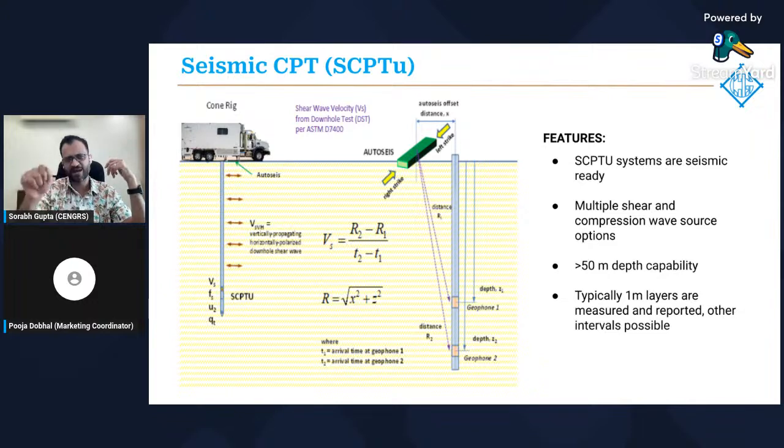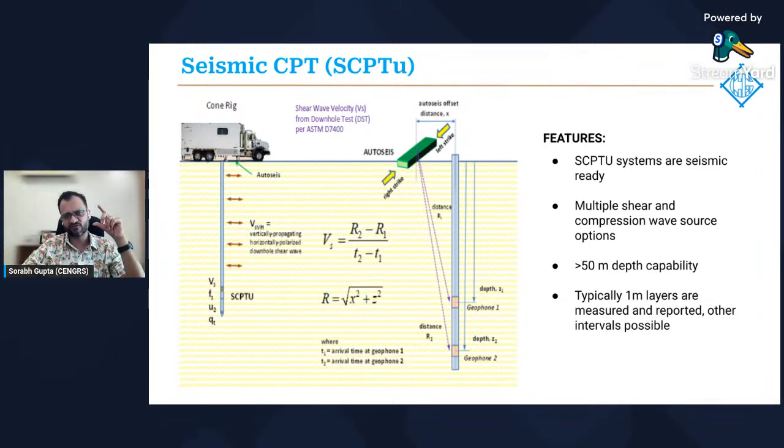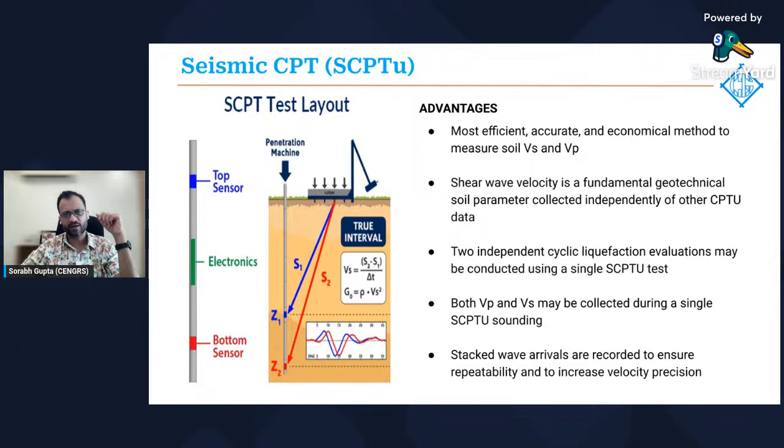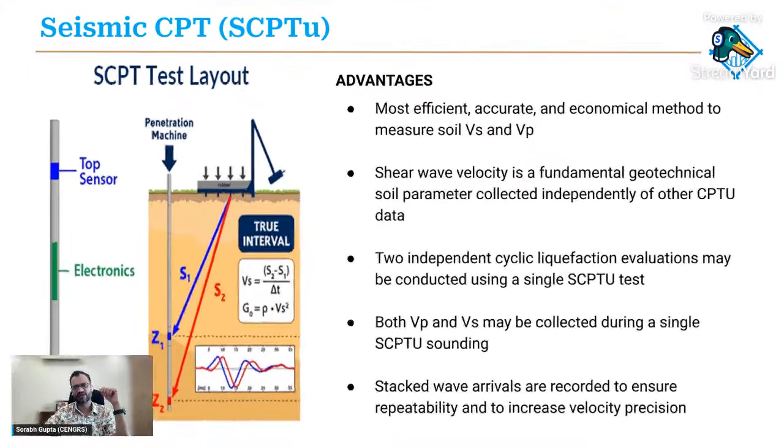When you impact the plank, obviously you generate the seismic waves. These waves are captured in the geophones, which are embedded in the cone or on top of the cone, and the compression and shear wave velocity is calculated by a simple distance over time formula. So that's it. This is very, very efficient. It's accurate and very economical as compared to a crosshole seismic test. So you look at this setup. It's very simple. I'm going to show you a photo at this site.